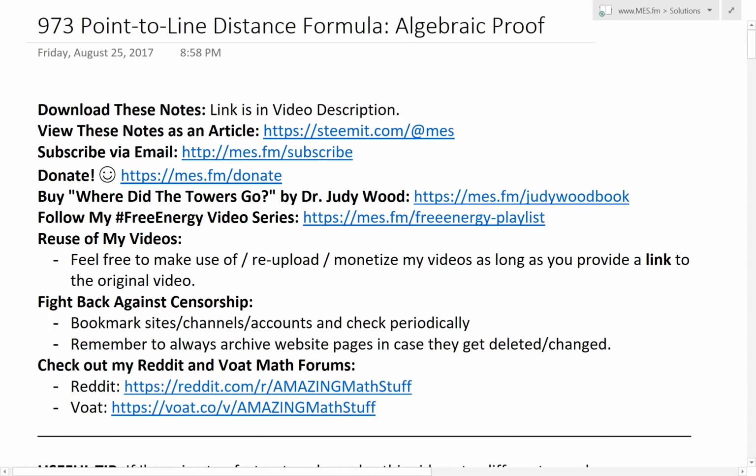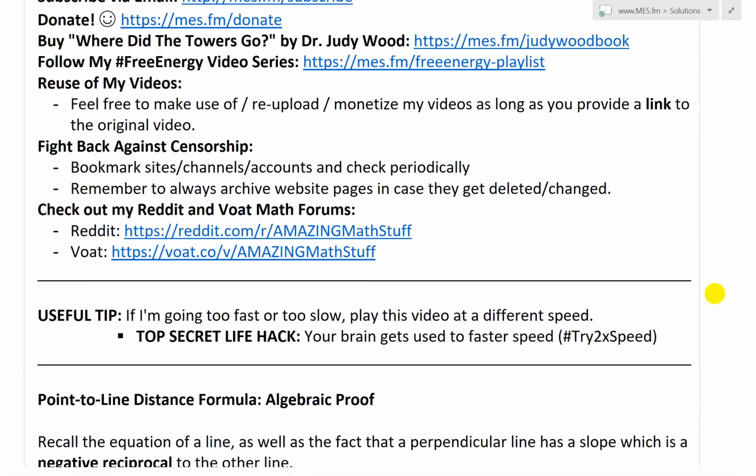To discuss a very interesting math topic, and that's looking at the point to line distance formula and looking at an algebraic proof. And basically what I mean is the distance from a point to any given line.